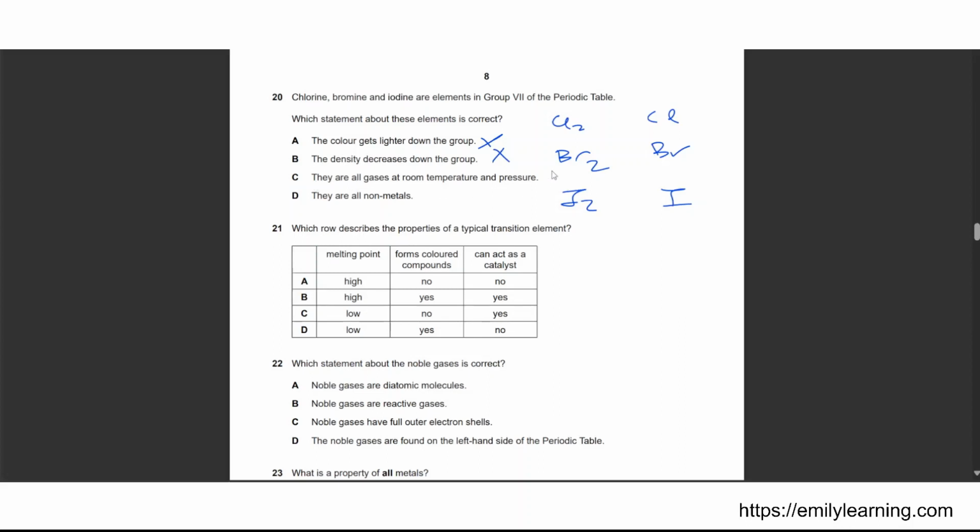They are all gases at room temperature and pressure. Wrong. This is a gas. This is a liquid. This is a solid at room temperature. They are all non-metals. This is true. So D is correct.